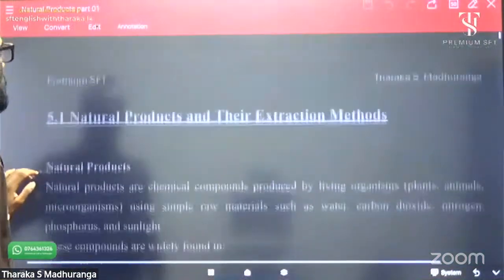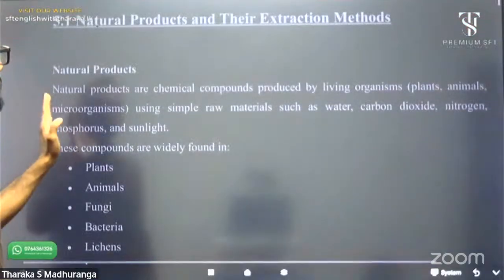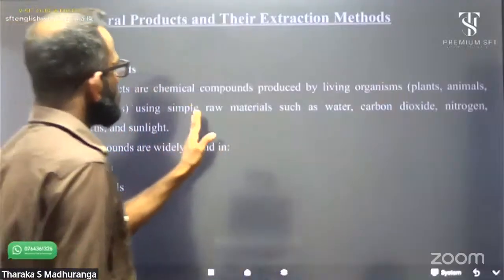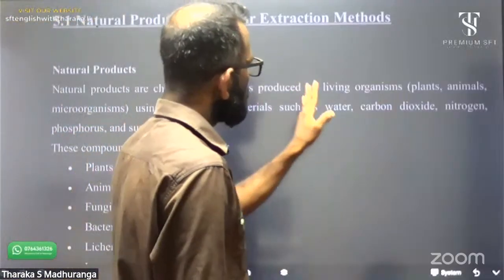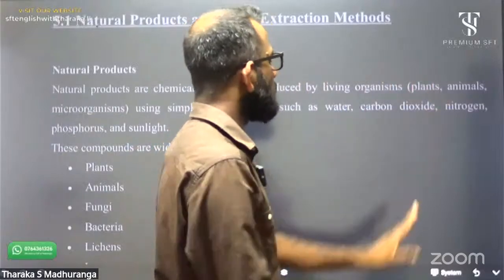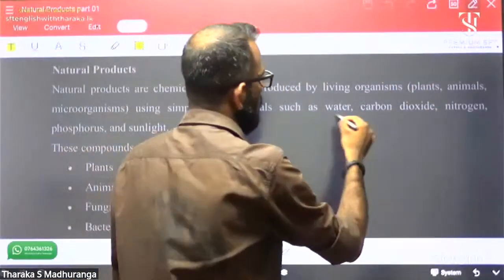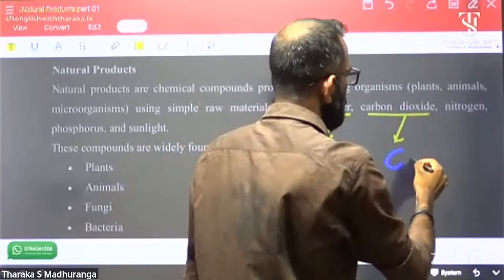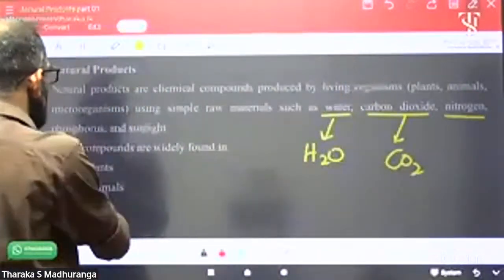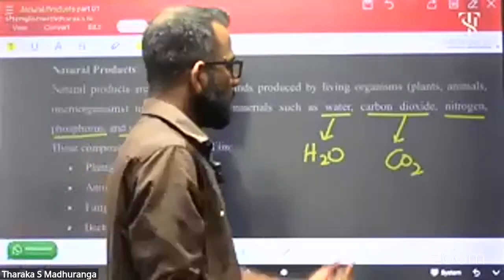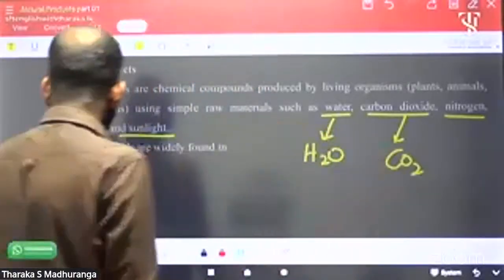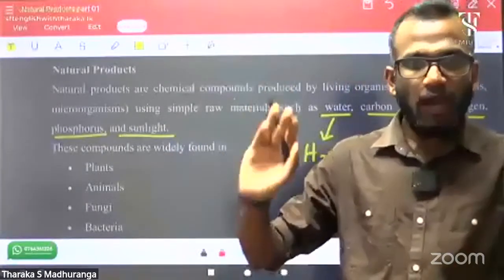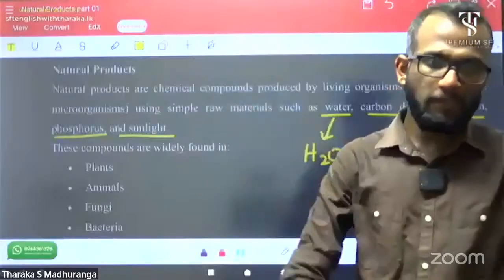Natural products are chemical compounds produced by living organisms using simple raw materials such as water, carbon dioxide. Water means H2O, carbon dioxide means CO2. Nitrogen, phosphorus also, and sunlight. Methane, carbon, hydrogen, oxygen, and nitrogen. Sometimes phosphorus also. Phosphorus is not compulsory, but carbon, hydrogen, nitrogen, oxygen are compulsory.